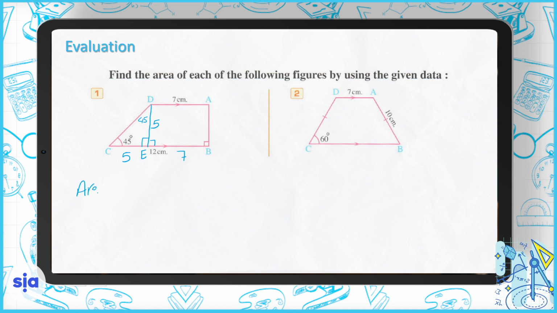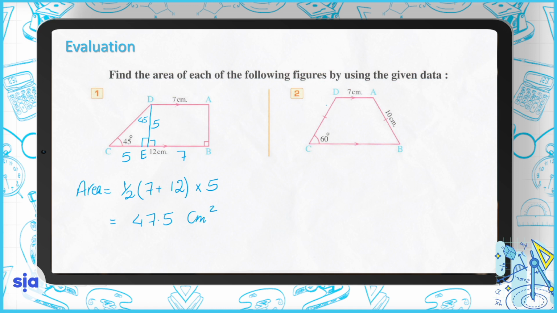So the area of this trapezoid is half base 1 plus, take care that base 2 is the 12, multiplied by the height. If you do your calculations, it's 47.5 centimeters squared.